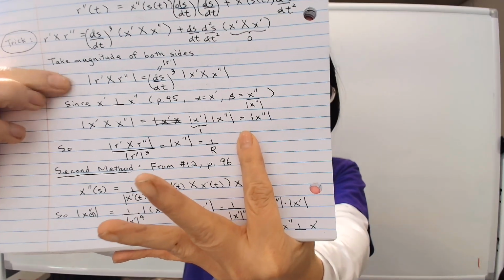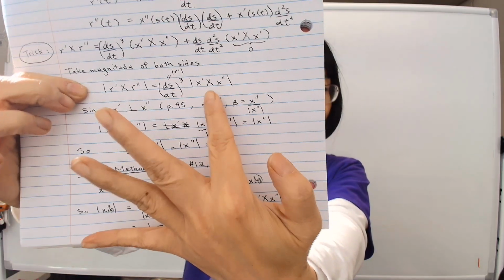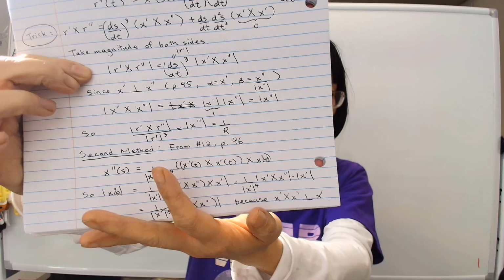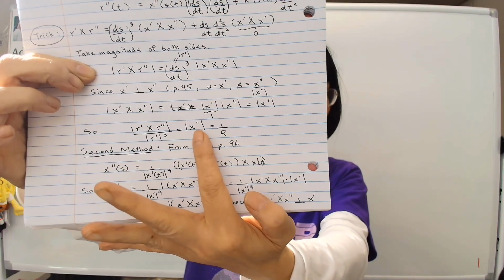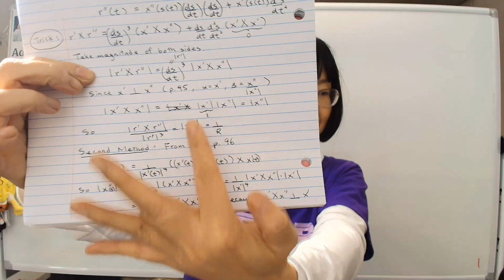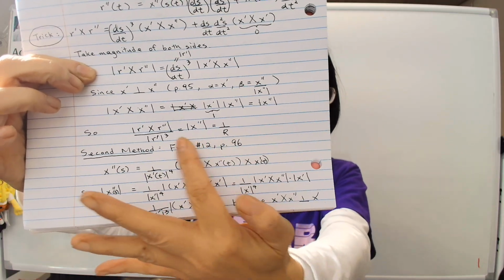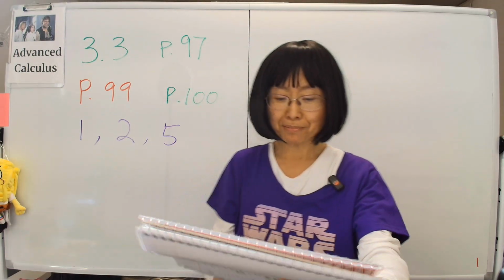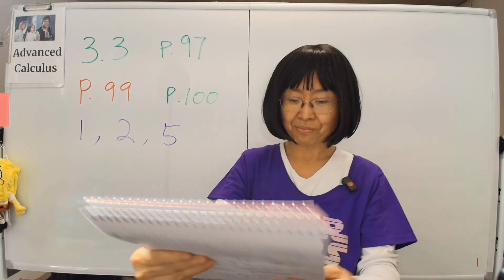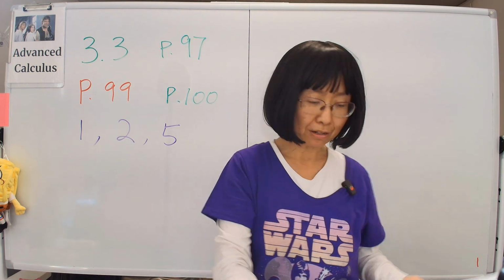Yeah, so substituting back in here, this magnitude ends up being just x double prime. Then we get x double prime on this side, and we put ds by dt on the other side as our prime, and that is the formula. That is what we are shooting for, and that's the first method, which seems quite neat. All right, the second method is from problem 12 of page 96.